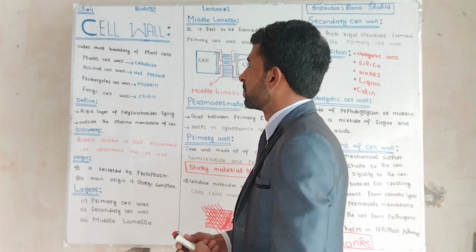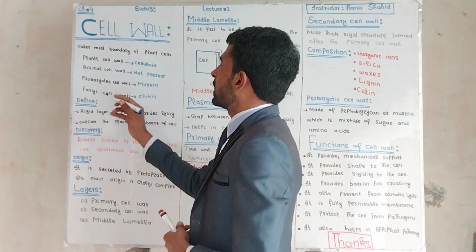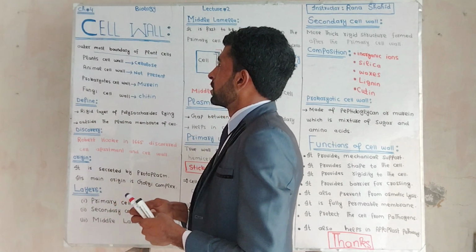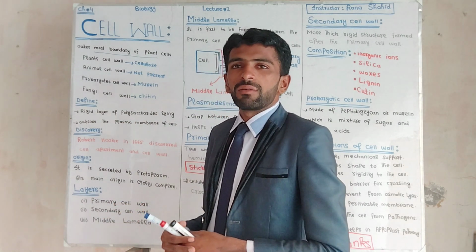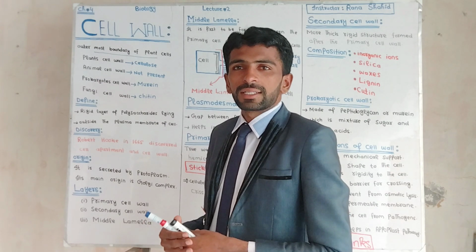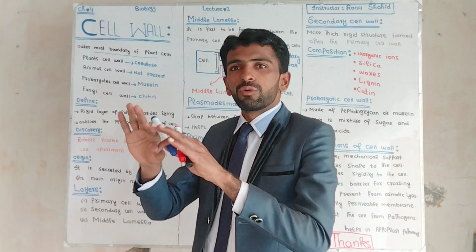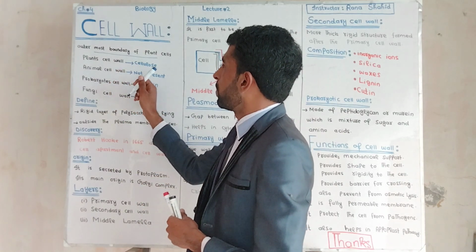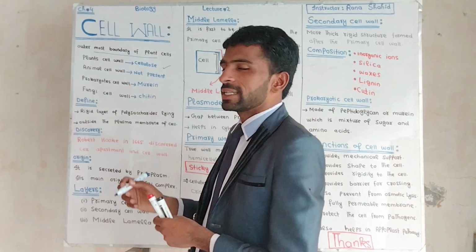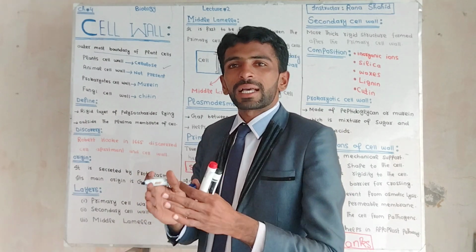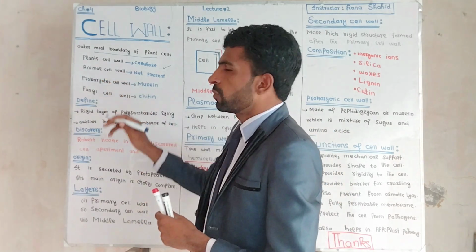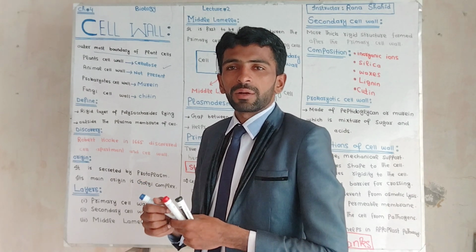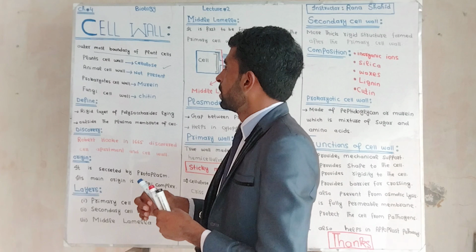So let's start. Dear students, the cell wall is the outermost boundary of the plant cell. This is the characteristic feature of the plant cell, that it contains a cell wall as its outermost boundary. The plant cell wall is made up mainly of cellulose, which is a polysaccharide. A cell wall is not present in the animal cell.